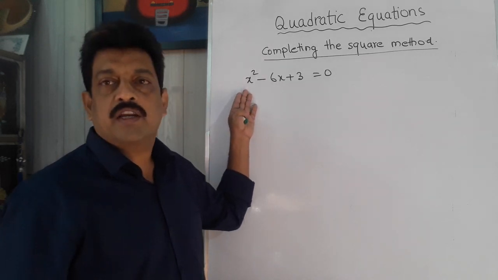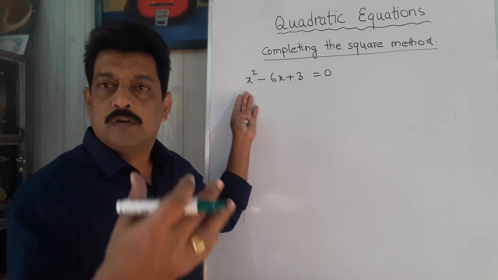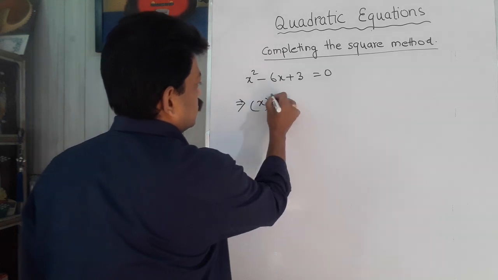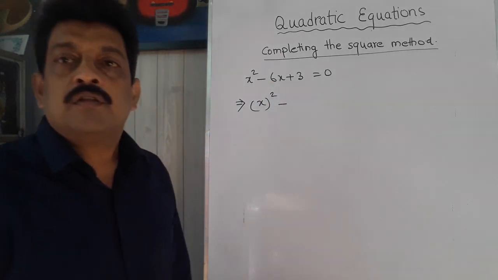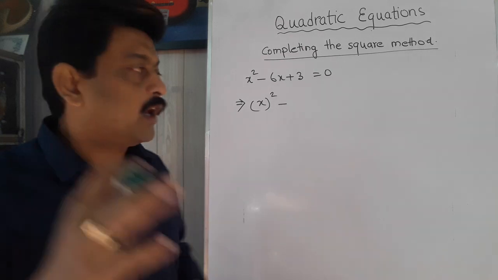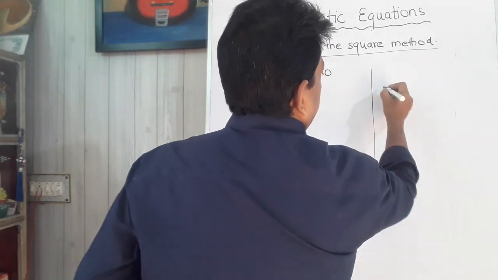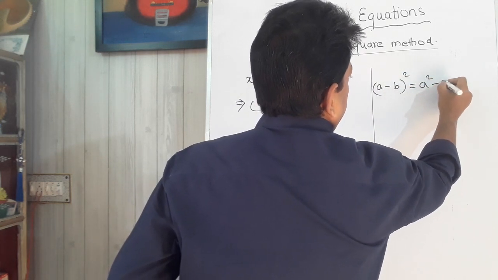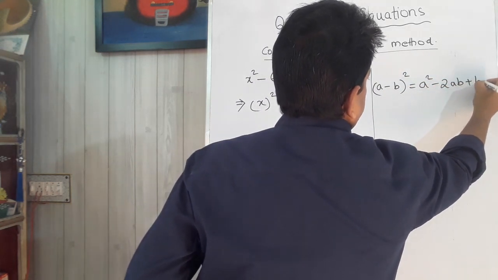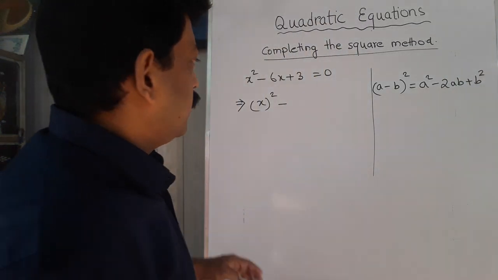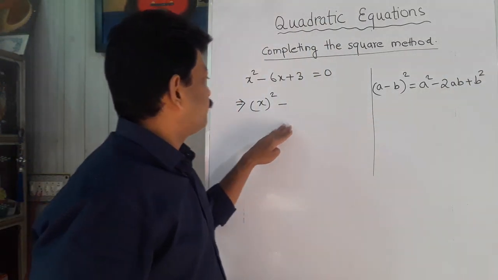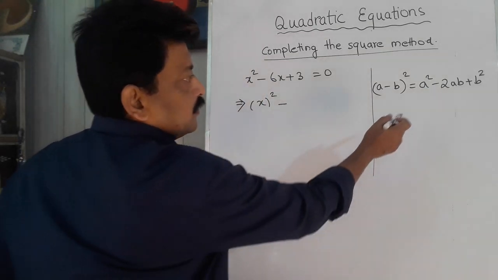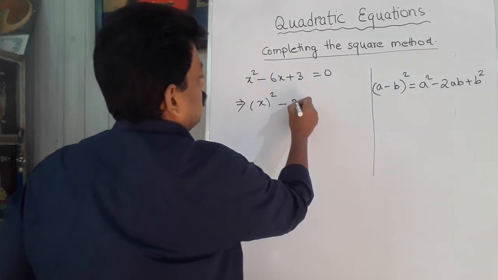As you know, x square can be written in the form of (x) whole square. Then the middle term is 2ab, as we know in the identity that (a minus b) whole square is equal to a square minus 2ab plus b square. I'm going to use this identity here. So the first term is already written in the form of a whole square, x whole square. Now the second term is minus 2ab, minus 2.